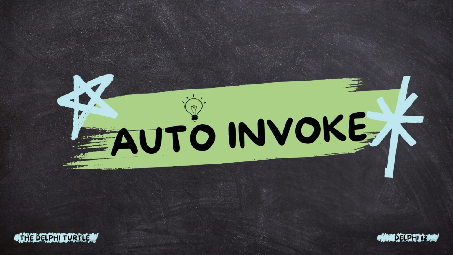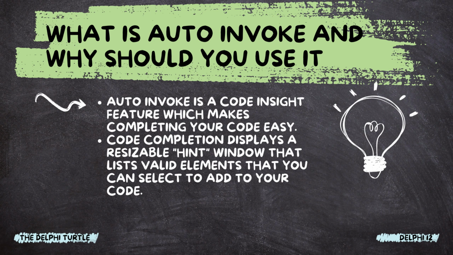In this video, we're going to be looking at what is Auto Invoke and how can you enable it in Delphi 12. What is Auto Invoke and why do we use it? Auto Invoke is a feature of Delphi which creates a small hint window that lists valid elements that you can select to add to your code without needing to type out the entire element's name.